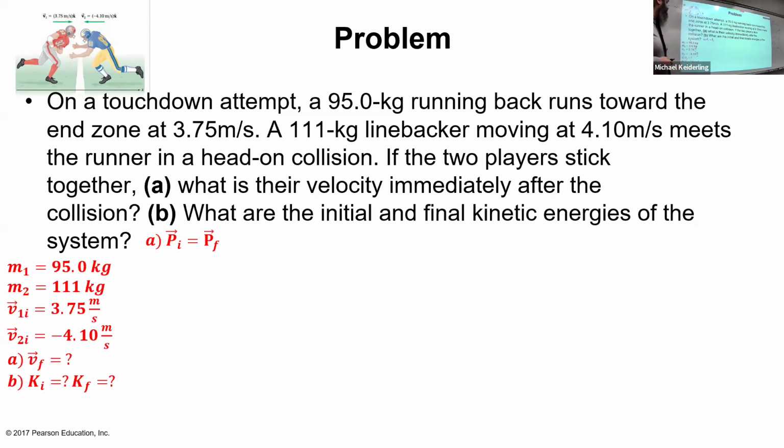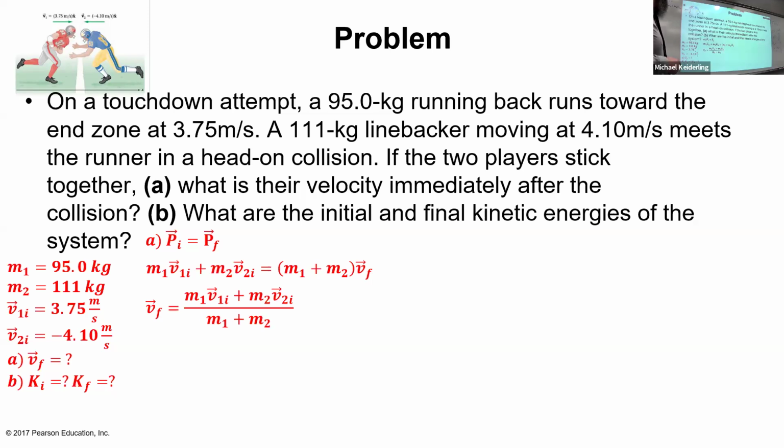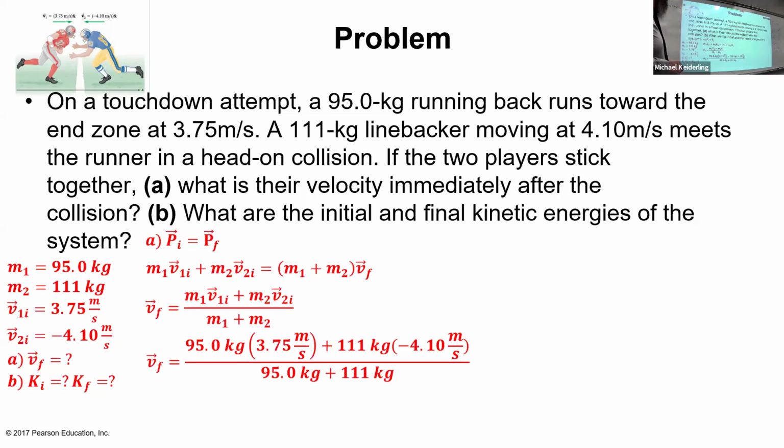So momentum initial equals momentum final. So mass 1, V1 initial, plus mass 2, V2 initial equals mass 1 plus mass 2 times V final. So V final equals mass 1, V1 initial plus mass 2, V2 initial over mass 1 plus mass 2. So that's 95 kilograms times 3.75 meters per second plus 111 kilograms times minus 4.1 meters per second divided by 95 kilograms plus 111 kilograms. And when you work that all out, you get negative 0.48 meters per second.